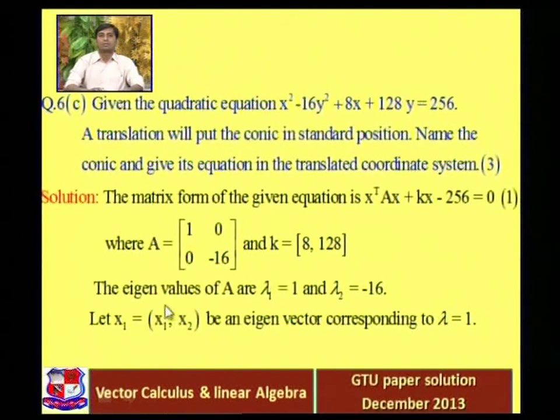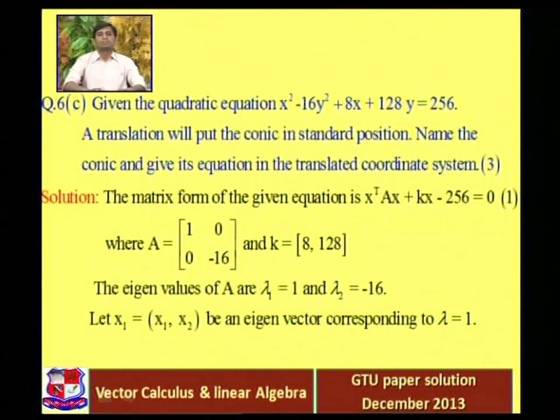Now, the eigenvalues of A are 1 and minus 16. Clearly this is a triangular matrix, both upper triangular and lower triangular, right? So basically this is a diagonal matrix, and the main diagonal elements are exactly the eigenvalues of the given matrix. So 1 and minus 16 are the eigenvalues of this matrix. Let x = (x1, x2) be an eigenvector corresponding to lambda equal to 1.